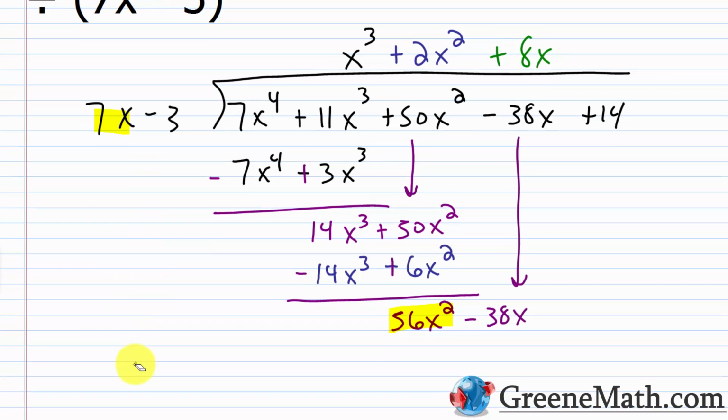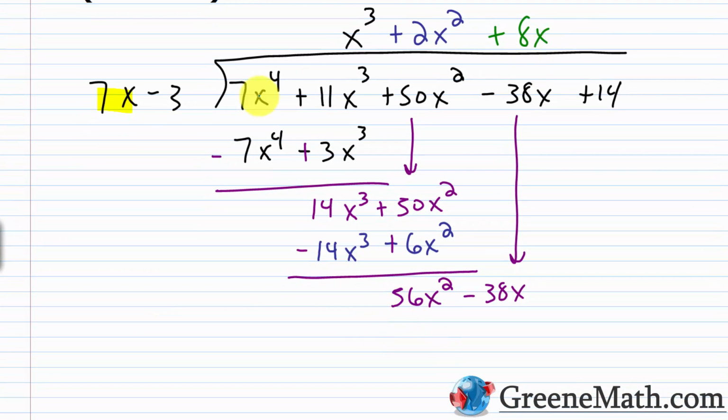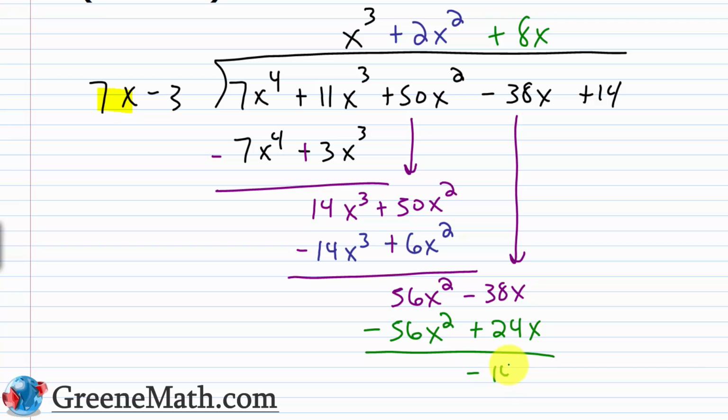Now we want to multiply. So if I multiply 8x times 7x, I get 56x squared. 8x times negative 3 is minus 24x. Okay, so this will be minus, this will be plus. Again, don't forget to change the signs. It's very easy to forget and you'll make a mistake. So this is going to cancel. Negative 38x plus 24x is negative 14x. And now we can bring down this guy right here, so plus 14.